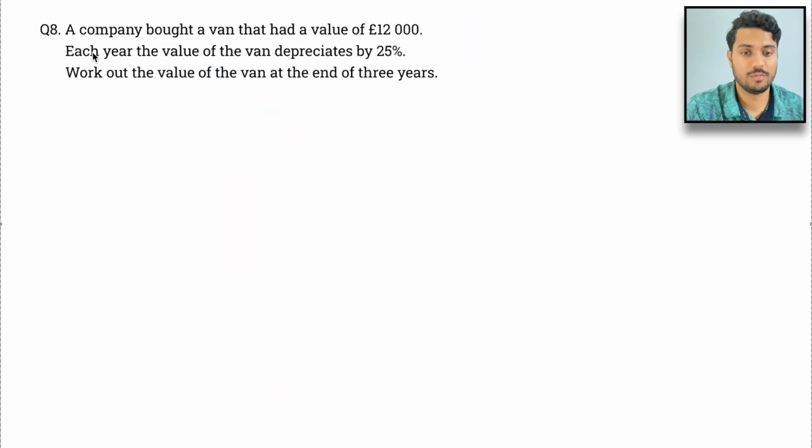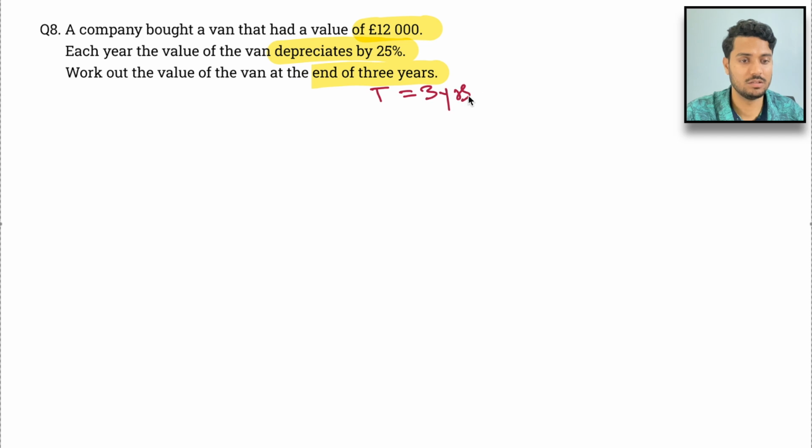Let's try to solve question number 8 now. It says a company bought a van that had a value of 12,000 pounds. Each year, the value of the van depreciates by 25%. Work out the value of the van at the end of 3 years. So the time period T is 3 years here.